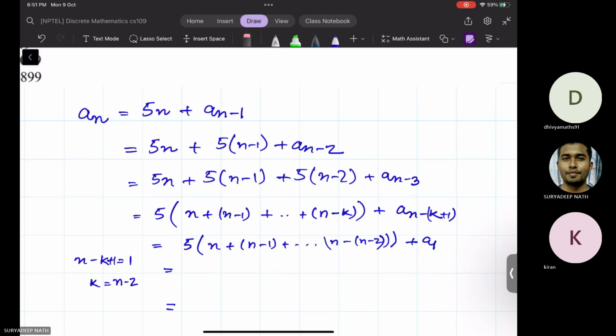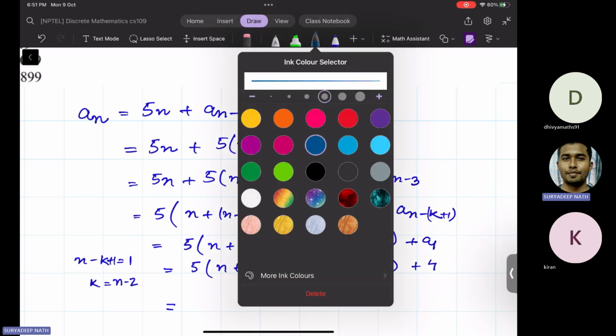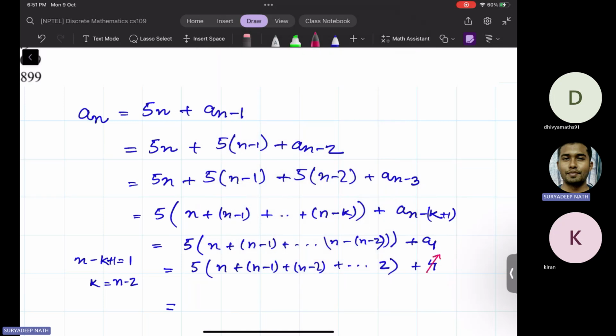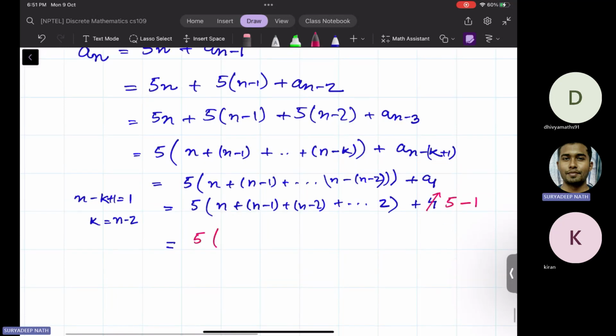Now we have n plus n minus 1, n minus 2 up to 2, and we have a1 which is 4. Now 4, we can write as 5 minus 1. So that makes us include this 5 in this bracket itself. So it would be n plus n minus 1 plus n minus 2, up to 2 plus 1, and minus 1. So that makes it 5 into n plus 1 over 2 minus 1.